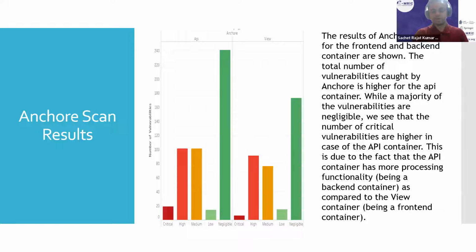But on the other side, we see the number of critical vulnerabilities is fairly low in both of them. The main inference that we draw from here is that the backend containers have a lot more processing to do, hence we get a bigger number of vulnerabilities.